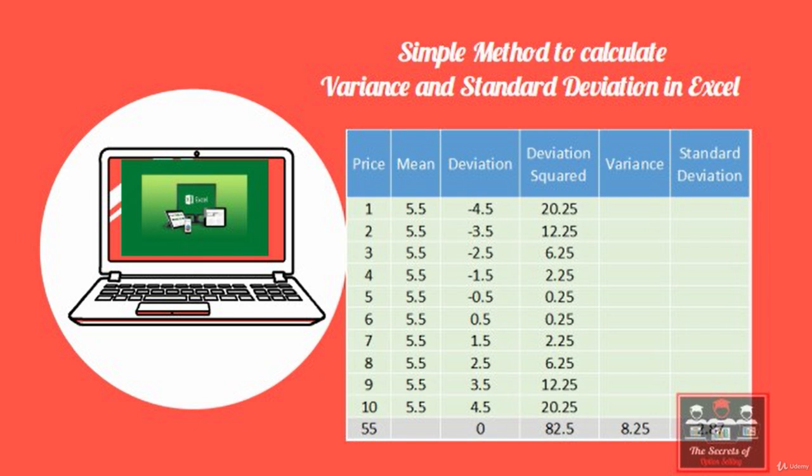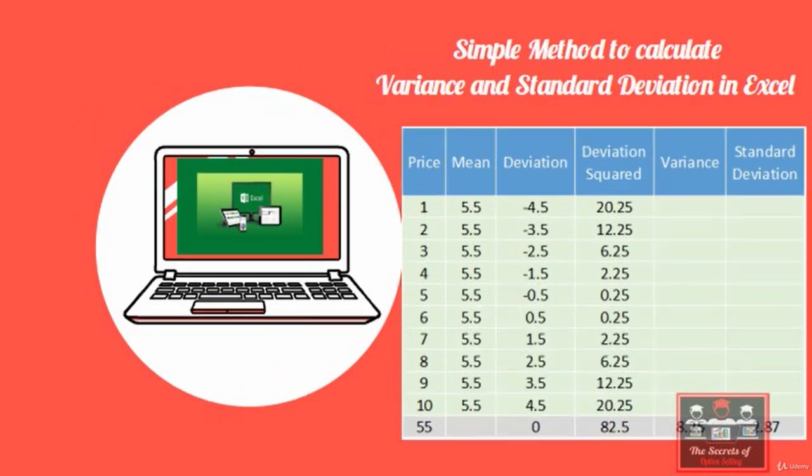In order to get the standard deviation, you need to take the square root of the variance, that is 8.2. This gives us a standard deviation of 2.87. This is an important concept in option selling, as standard deviation is a quantity expressing by how much the members of a group differ from the mean value of the group.